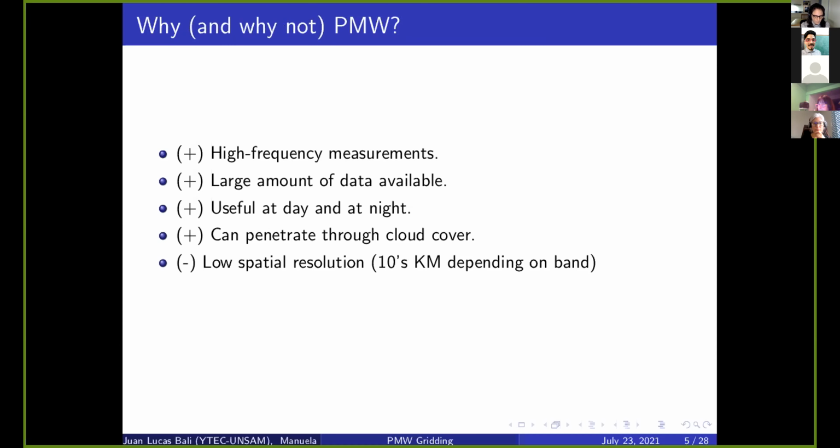For example, one of them is that they have low spatial resolution. Imagine one measurement: it's like an ellipse covering tens of kilometers of area from the land. And there is overlap in the different measurements. I will show you an image right now.